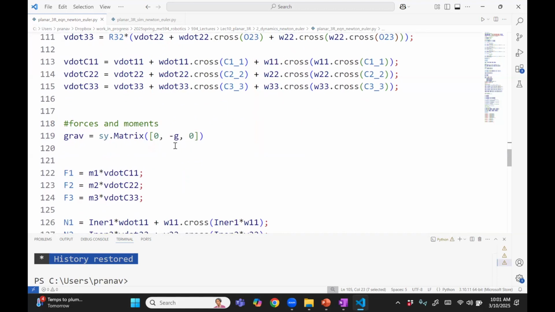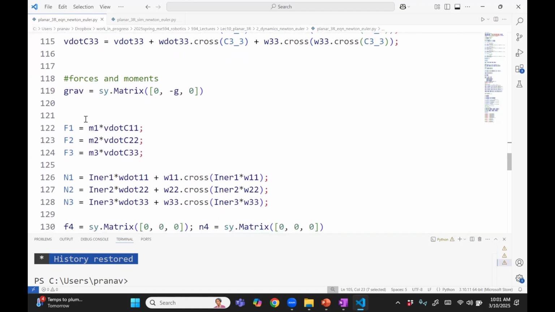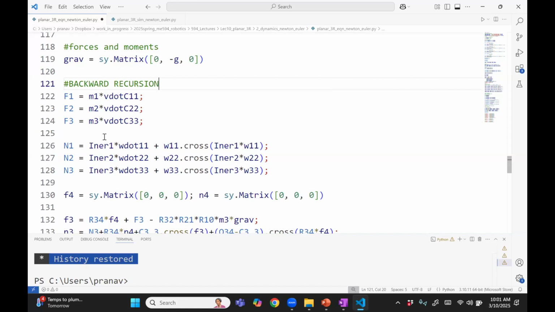Okay, so then velocity of the center of mass, gravity. In this case, gravity is pointing in the y direction. Now this is the part where we do backward recursion. Okay, so I define these forces, inertial forces in the x, y, z direction. So F1, F2, F3 depend on the acceleration of the center of mass, v dot being the acceleration. Then there is the rotational counterpart, N1, N2, N3, which depends on inertia.